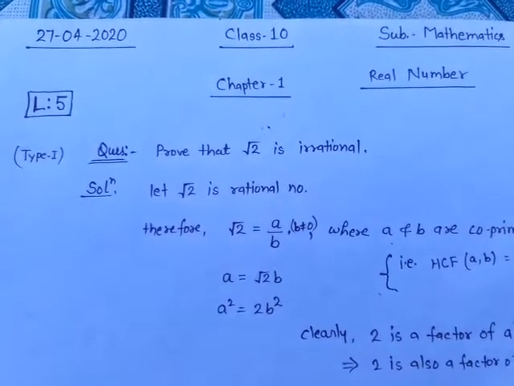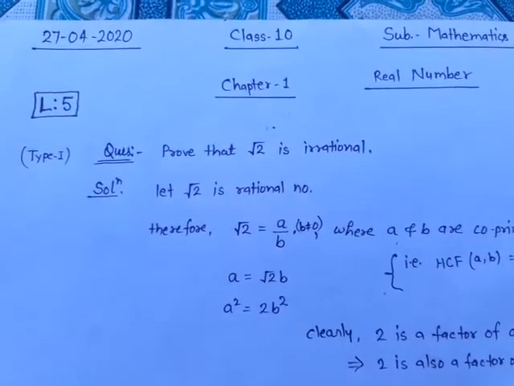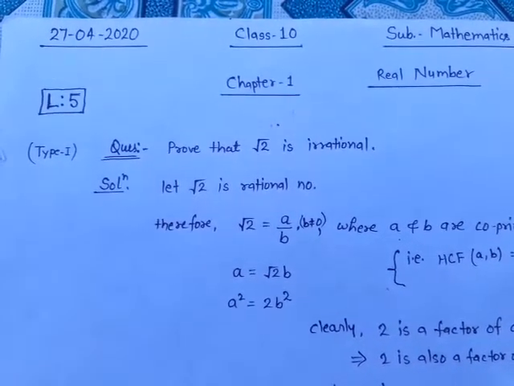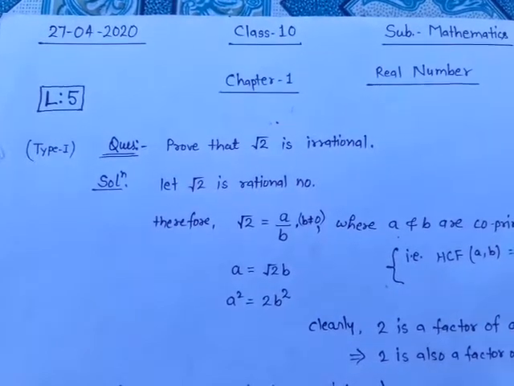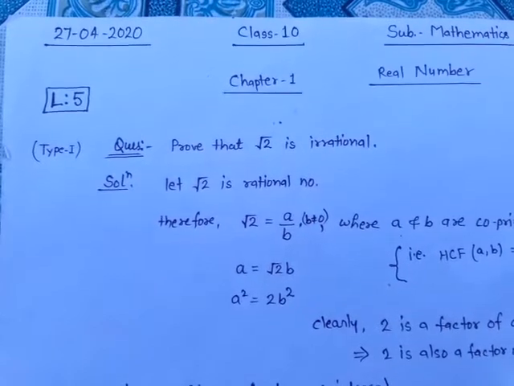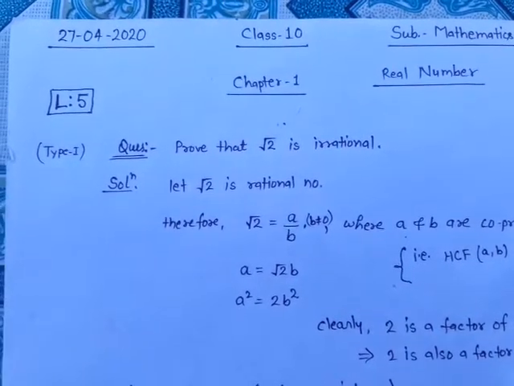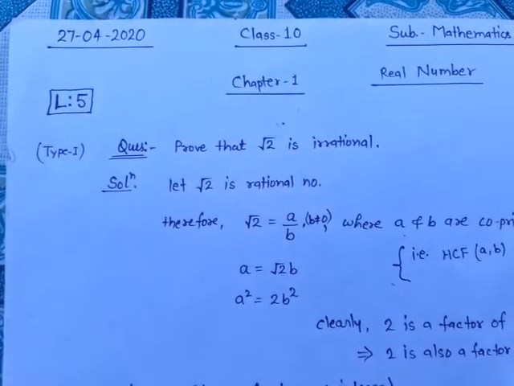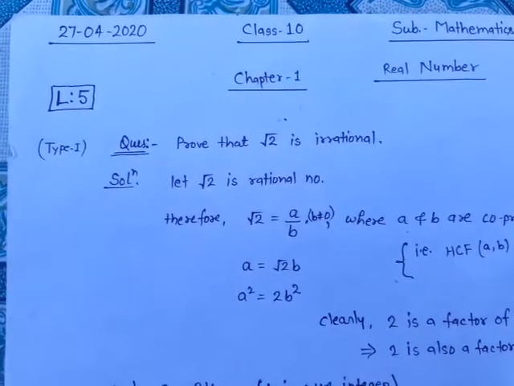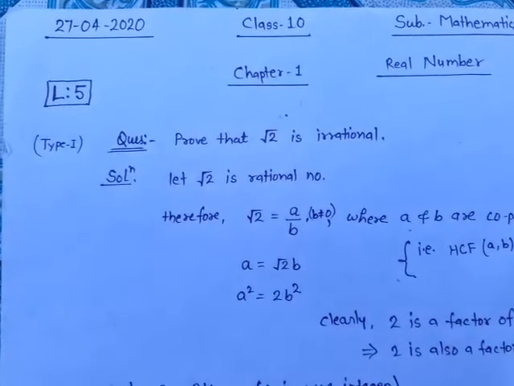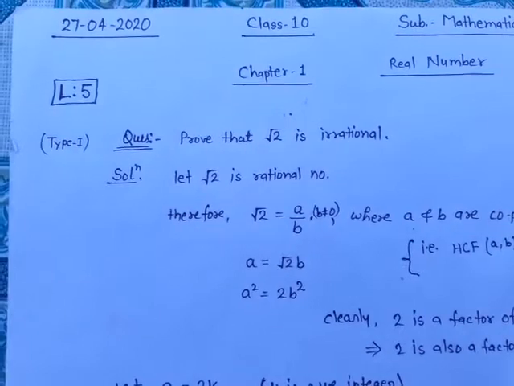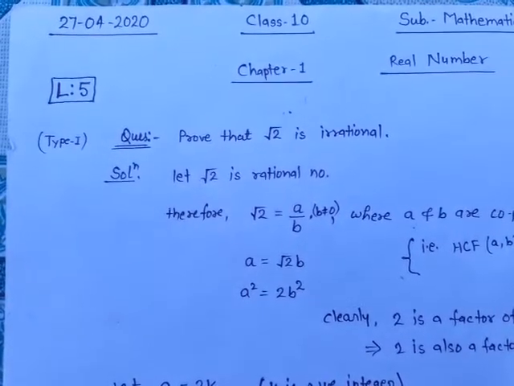Now start your first chapter, Real Numbers. This is your fifth lecture in this chapter. In previous lectures we discussed Euclid's division lemma for finding HCF, prime factorization method based questions, and decimal expansion of terminating and non-terminating decimal expansion. Now here we move to the last topic in this chapter, how some numbers are irrational.